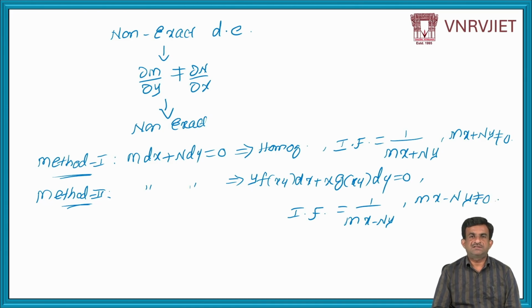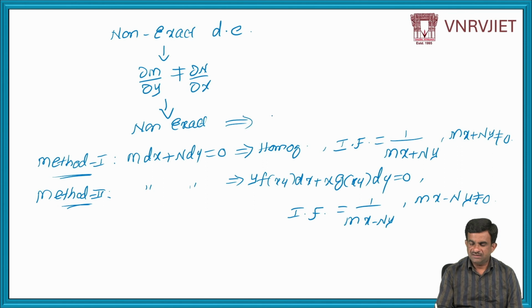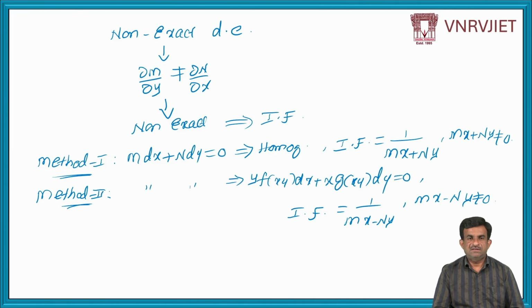The given differential equation is non-exact, that is, dou M by dou y is not equal to dou N by dou x. Then we need to find the integrating factors. There are many methods to find the integrating factors. In method 1 and method 2, in lecture 2, I discussed how to find the integrating factors, and then how to find the solution of the non-exact differential equation. In method 1, whenever the differential equation M dx plus N dy equal to 0 is non-exact, and if it is homogeneous, then we take the integrating factor as 1 by Mx plus Ny, where Mx plus Ny is not equal to 0.